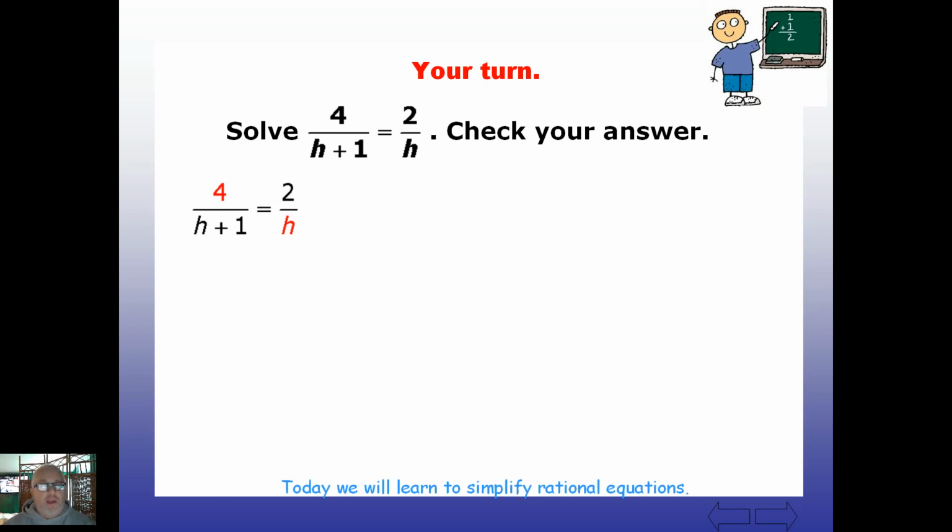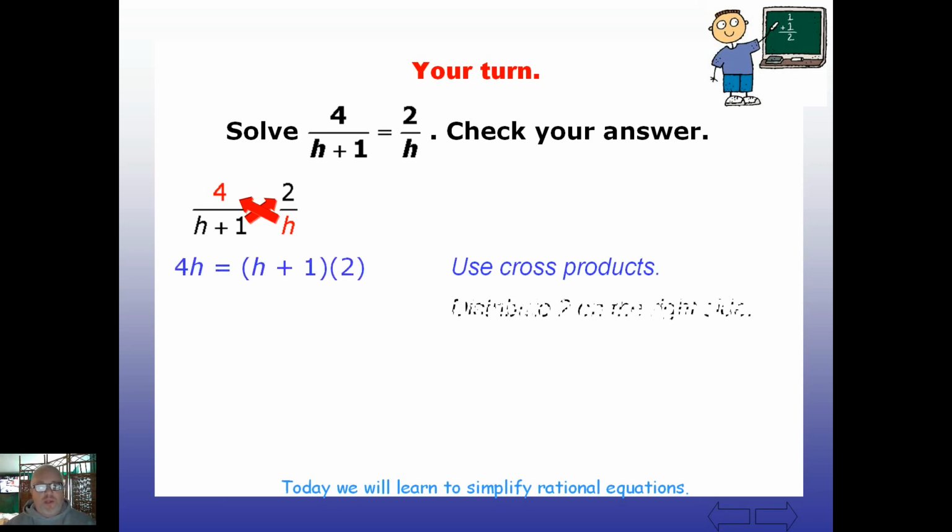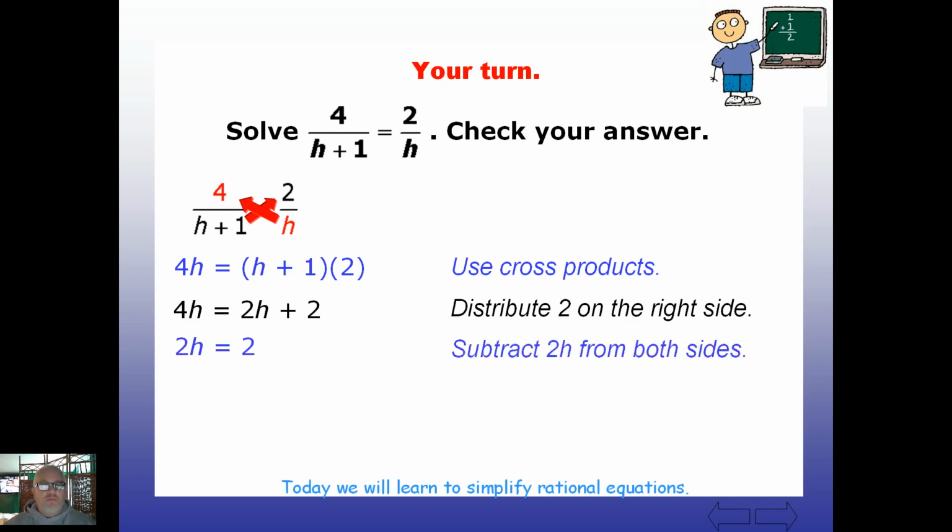Alrighty then. Let's see how you did. So, did you cross multiply? You should have gotten 4h on one side and 2 times the quantity h plus 1 on the other. Distribute that 2 through. We end up with 2h plus 2 on one side, 4h on the other. Get rid of the smaller version of h. 2h equals 2. Well, pretty straightforward. 2 times what is 2? There's only one number in the universe that works, and that is, of course, the number 1. So, h must be 1. Hopefully you got that one.